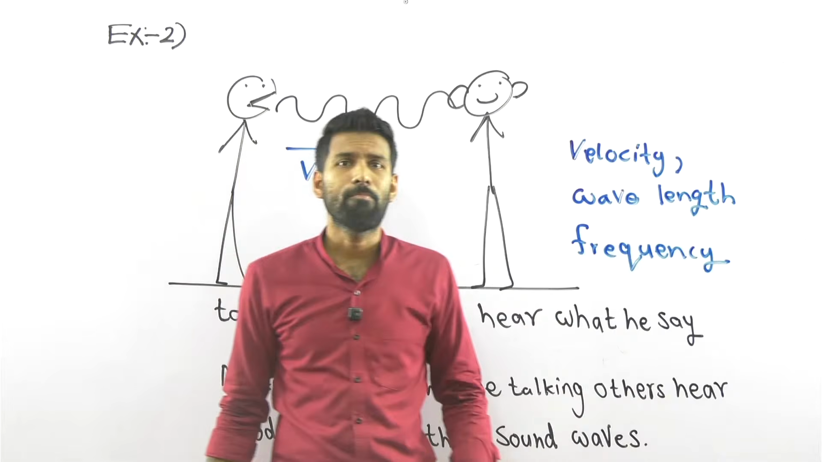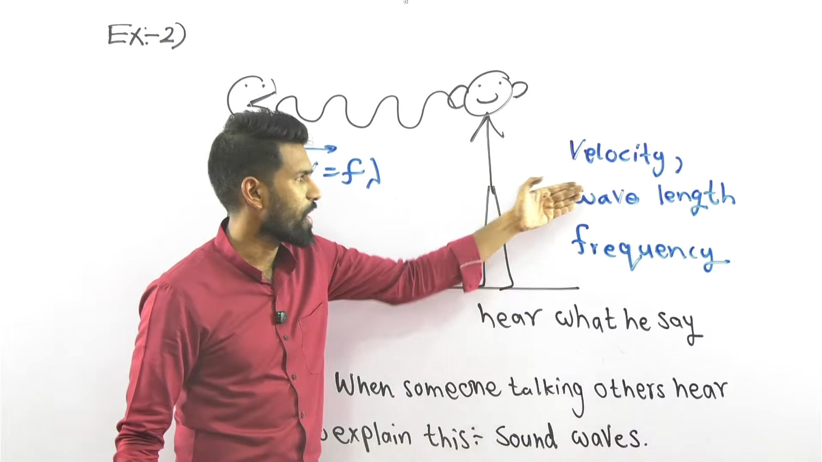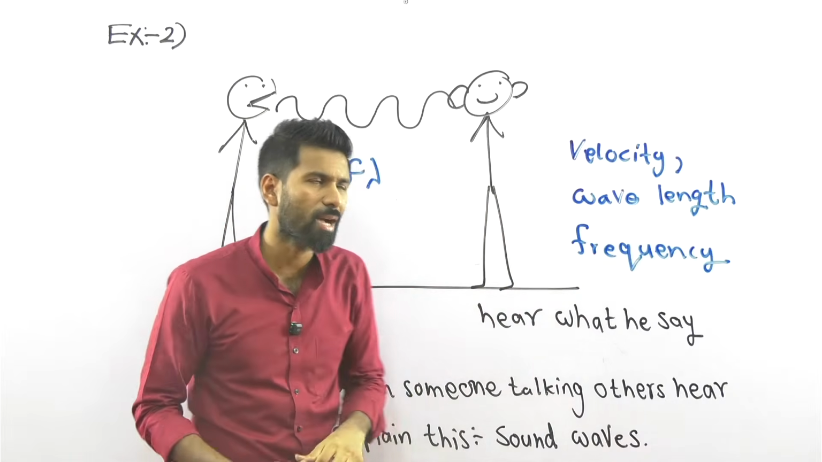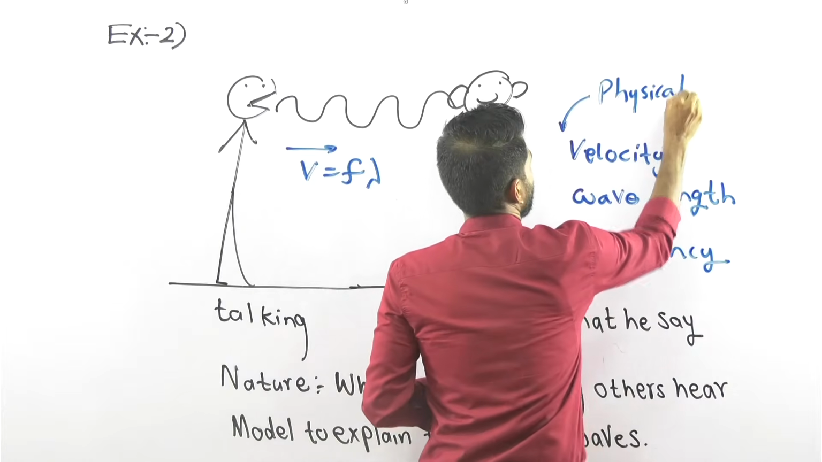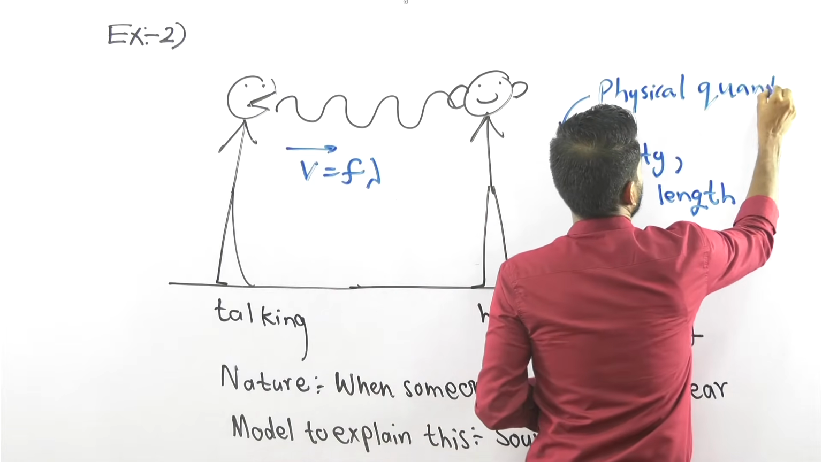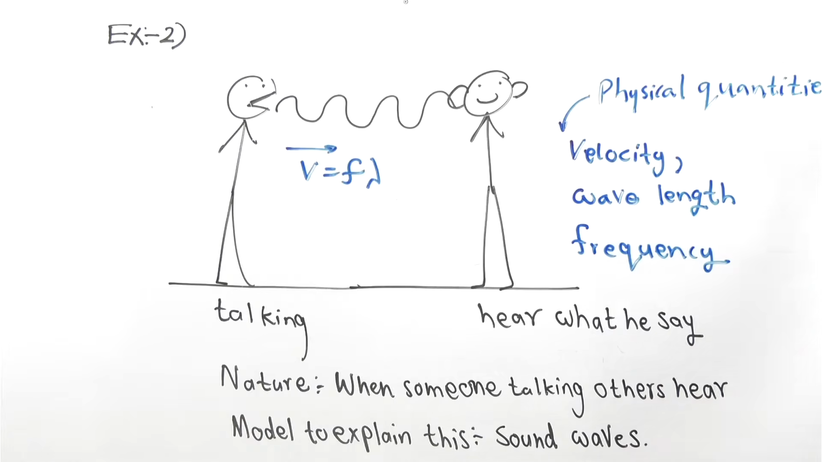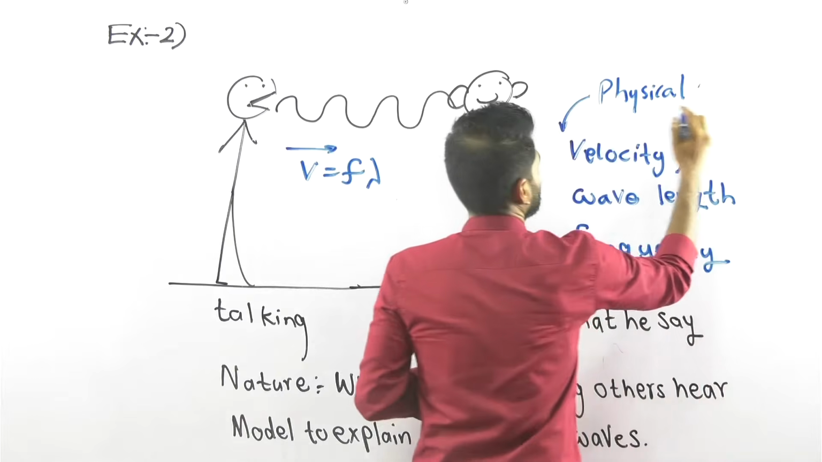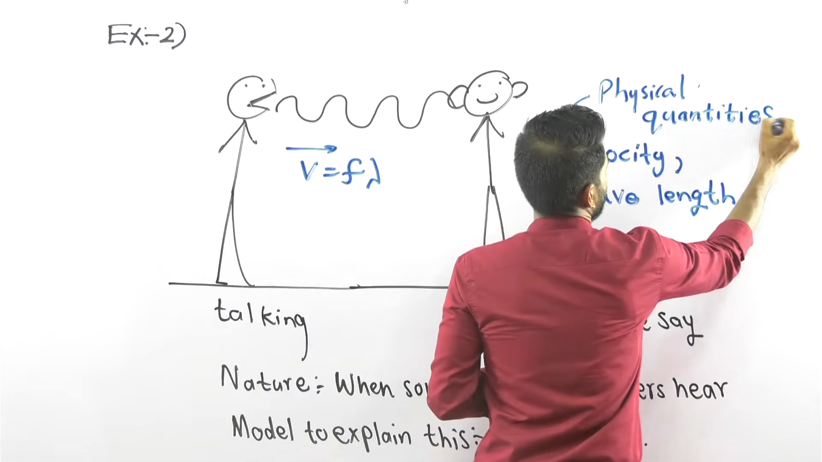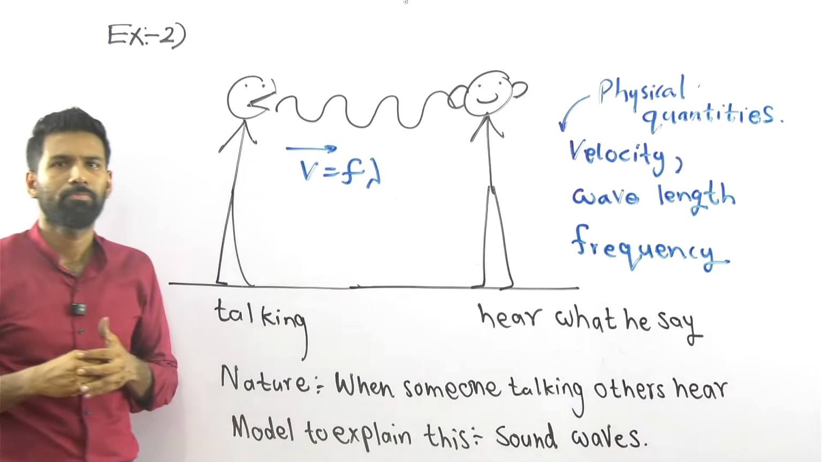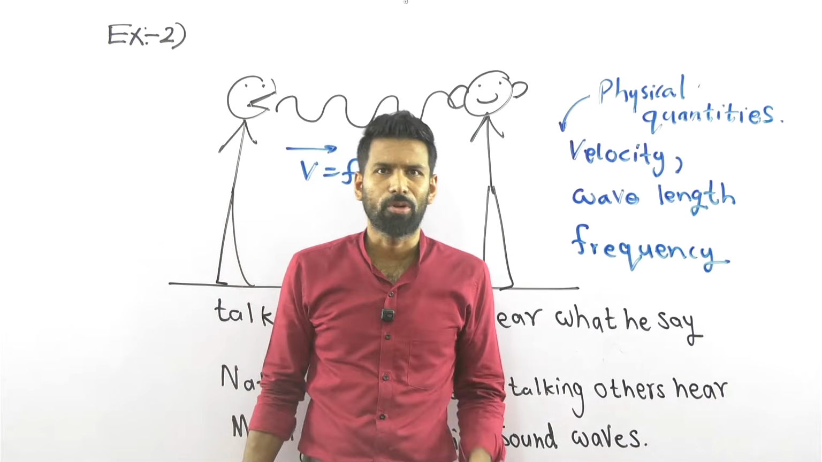And the most important thing, we meet new words: velocity, wavelength, frequency. These new words are called physical quantities. Write them.